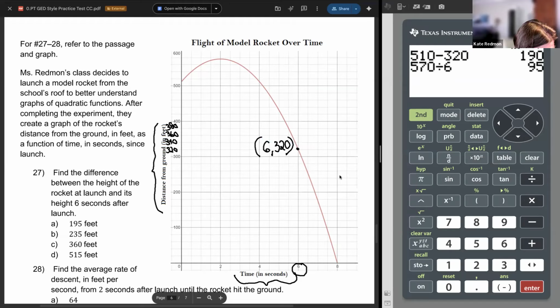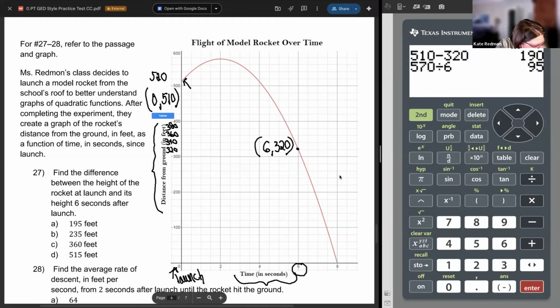Now, looking at the other one, it says we're finding the difference between the height of the rocket at launch. So you have to think about what launch means. Launch is when we take off. Launch is 0 feet. Sorry, let me say it again. Launch is 0 seconds. But how many feet are we? Well, let's come up to the graph to see. Oh, goodness. Looks like we're somewhere between 500 and the next line, 520. So how about I call that about 510? At launch at 0 seconds, I'm at about 510 feet.